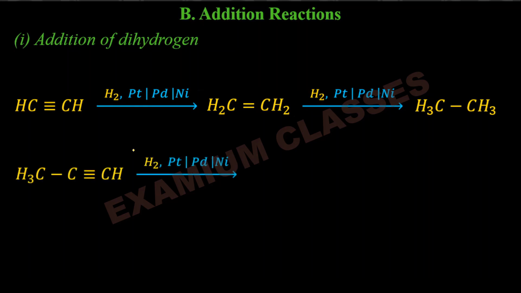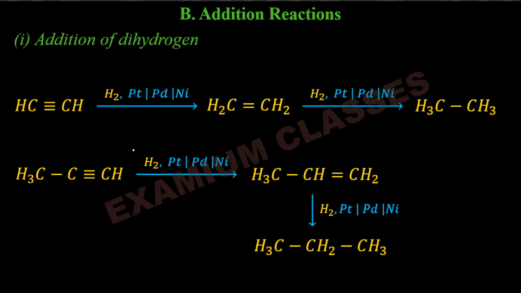If we have propyne, again a similar reaction will happen. We will first get propene, and then propene will get converted to propane. So in all such cases, the ultimate product will always be alkanes. Addition of dihydrogen will lead to alkanes, whether it is alkene or alkyne, the final product will be the same.